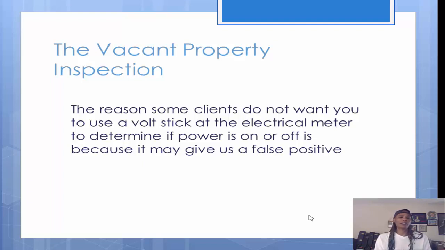The reason some clients don't want you to use a volt stick at an electrical meter is because it could give you a false positive. We want to do our best to provide accurate results. So again, you may have to provide other evidence to prove whether the electricity is on or off at a property.